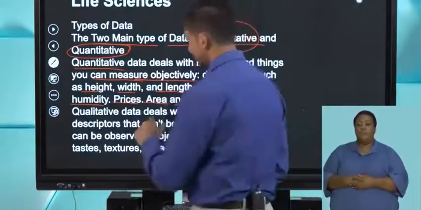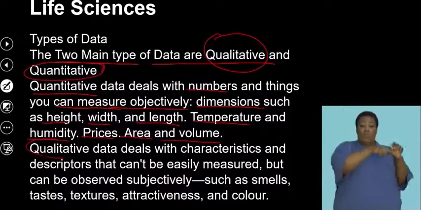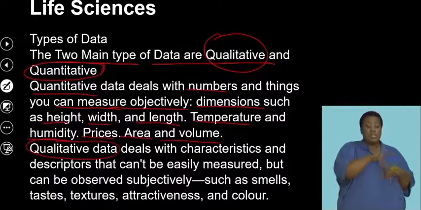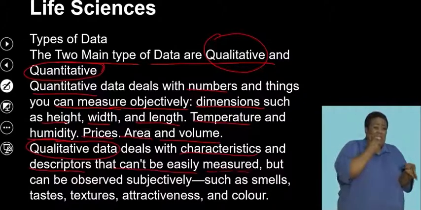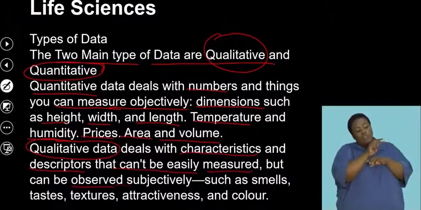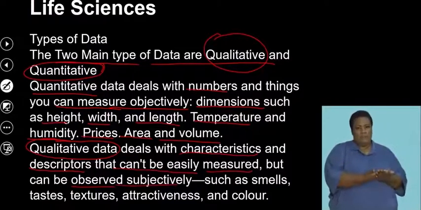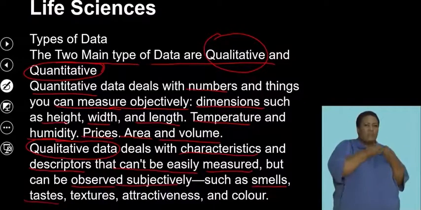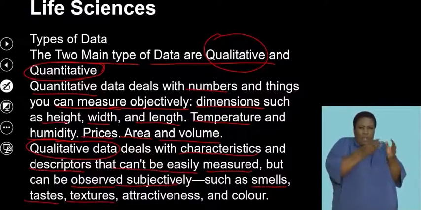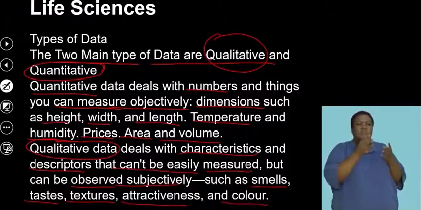We also have, as I mentioned, qualitative data, and this deals with characteristics and descriptions that can't be easily measured but can be observed subjectively, such as the smell of something, the taste, the texture, the attractiveness, and the color.